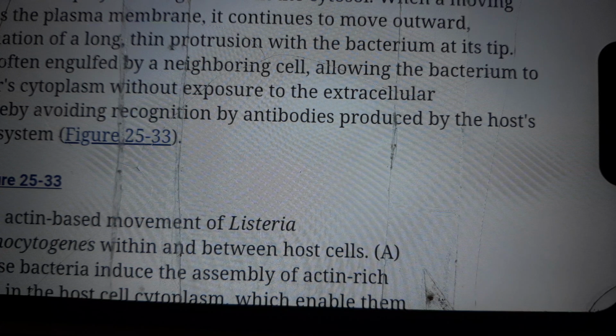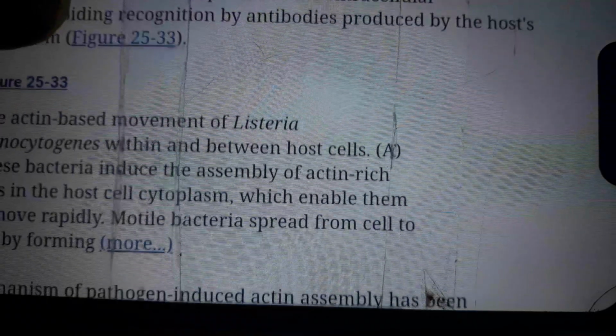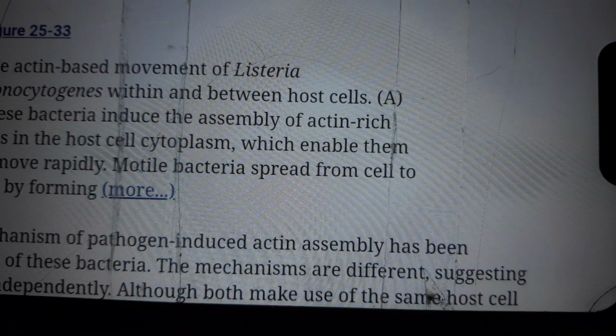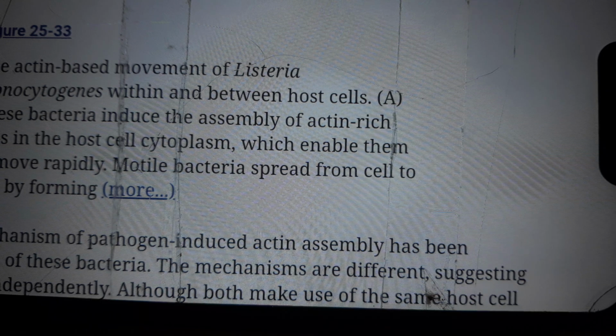inducing the formation of a long thin protrusion with the bacterium. This projection is often engulfed by a neighboring cell, allowing the bacterium to enter the neighbor's cytoplasm without exposure to the extracellular environment, thereby avoiding recognition by antibodies produced by the host adaptive immune mechanism.